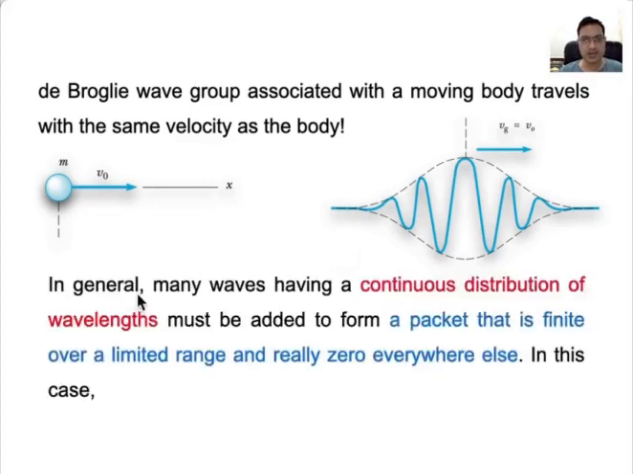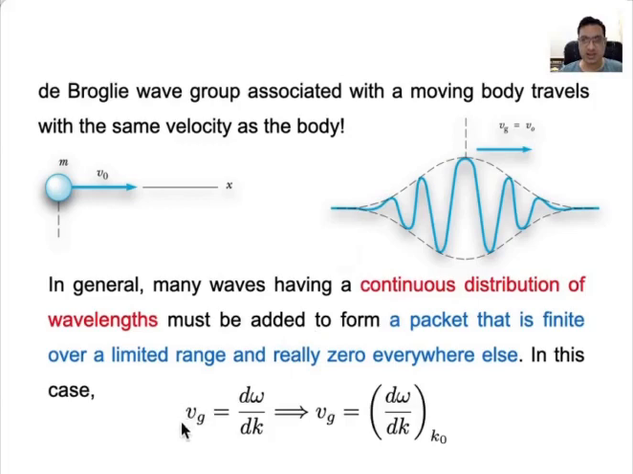Now, in general, many waves having a continuous distribution of wavelengths must be added to form a packet, or wave packet. This wave packet is finite over a limited range in space and really zero elsewhere. In this case your Vg, the group velocity, is d omega by dk, and if you have many waves or wave numbers, then you have to evaluate this quantity at the center, at the mean value of your wave number k0, where the derivative is to be evaluated.